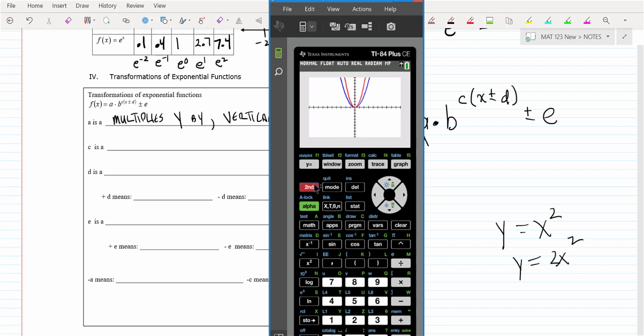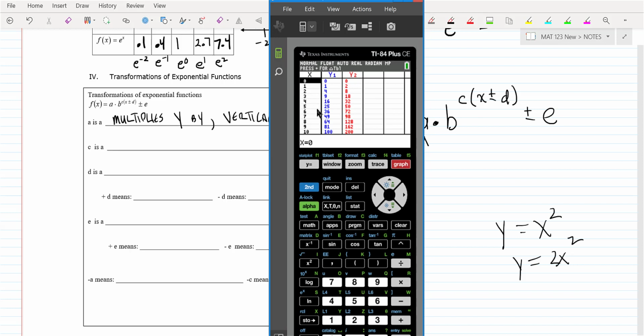If I open up my table of values, I want you to see what happened on this. That's y equals x squared. See how those numbers double? 16, 32, 25, 50? That's what causes it to stretch. So when you put a number in front of a function, that's what it always does.